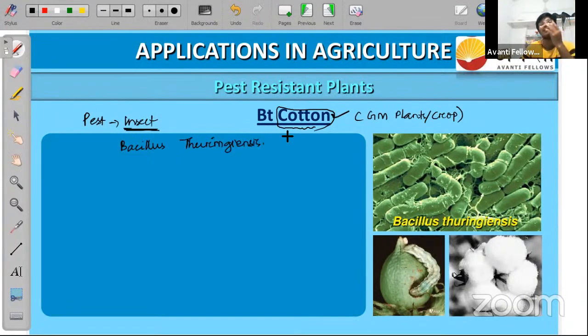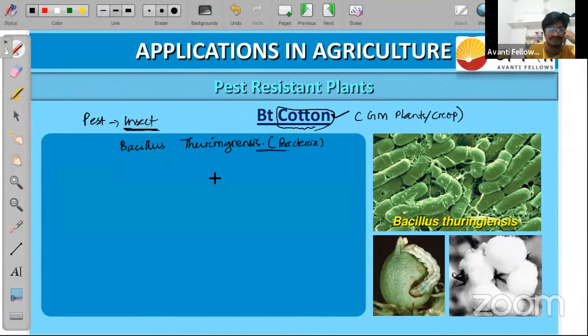Listen to this one carefully. Bacillus thuringiensis means this is a bacteria. What is this? This is a bacteria. Just wait a second guys, I will tell you in detail about Bacillus thuringiensis, okay. What happened?